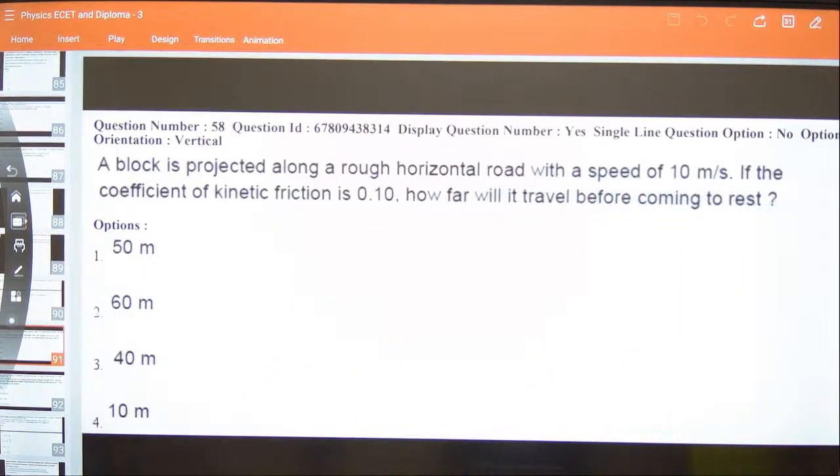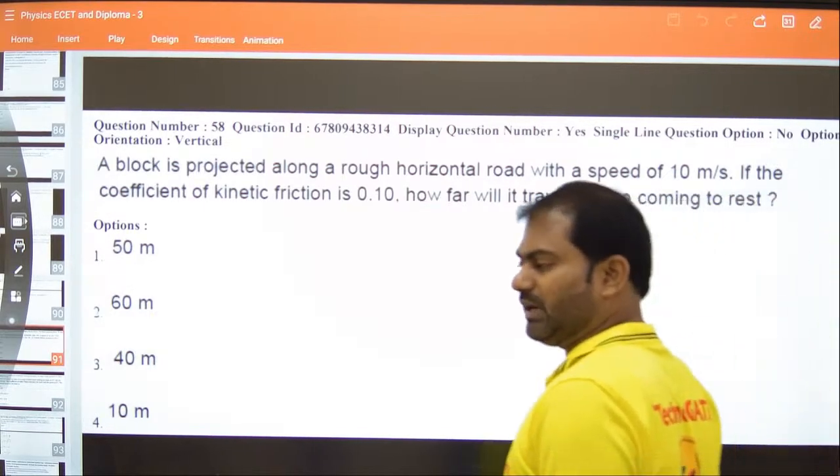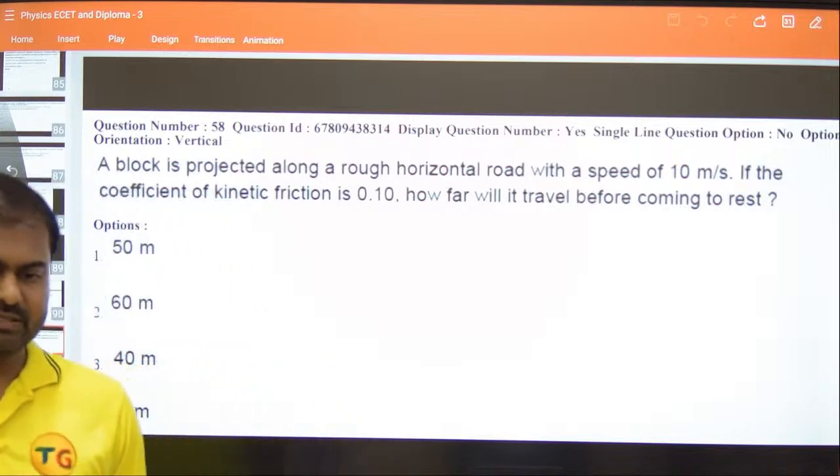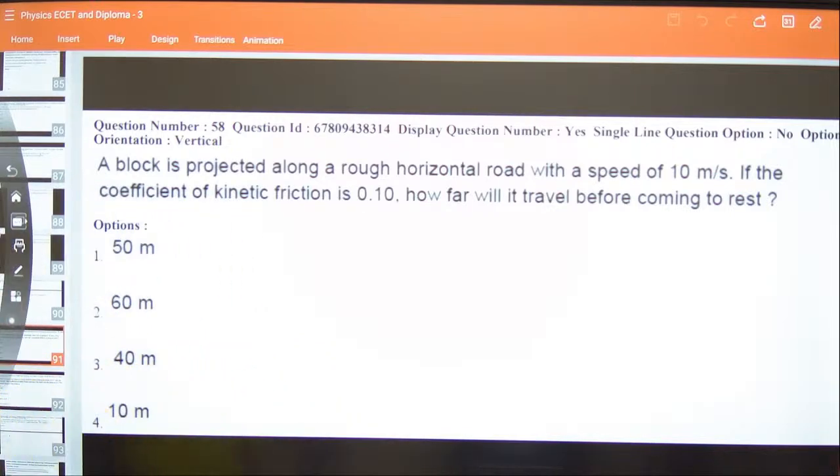This one here. So in this question, let's understand the concept. A block is projected along a rough horizontal road with a speed of 10 meters per second. If the coefficient of kinetic friction is 0.1, how far will it travel before coming to rest? So this question is similar to many questions we have discussed earlier. You should be able to get the answer for this question very easily.